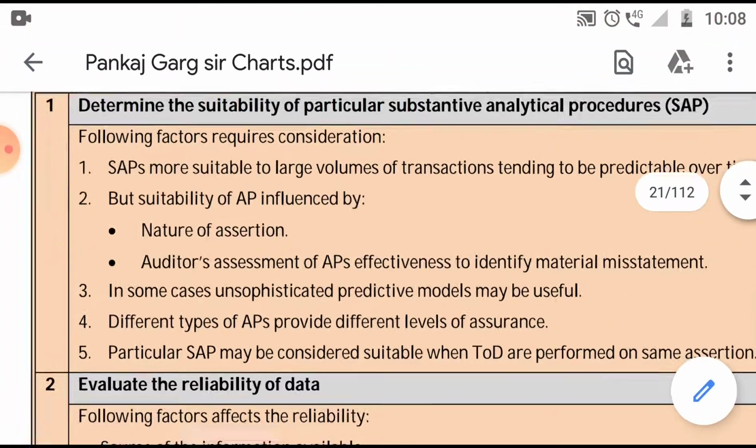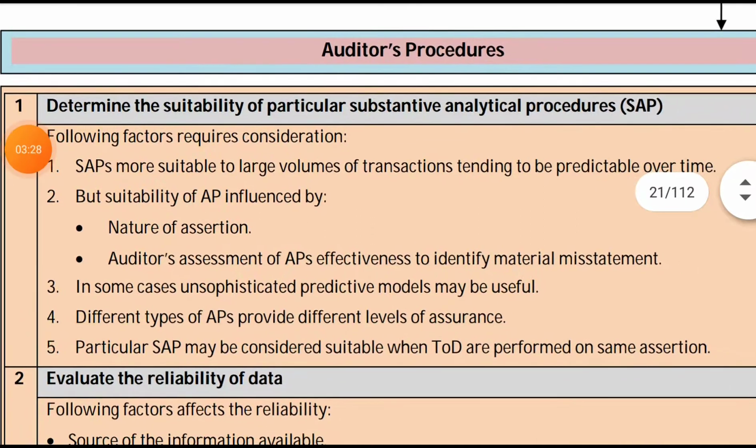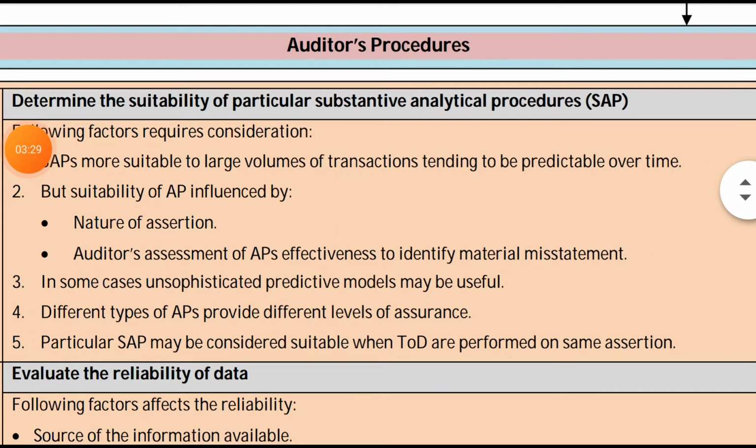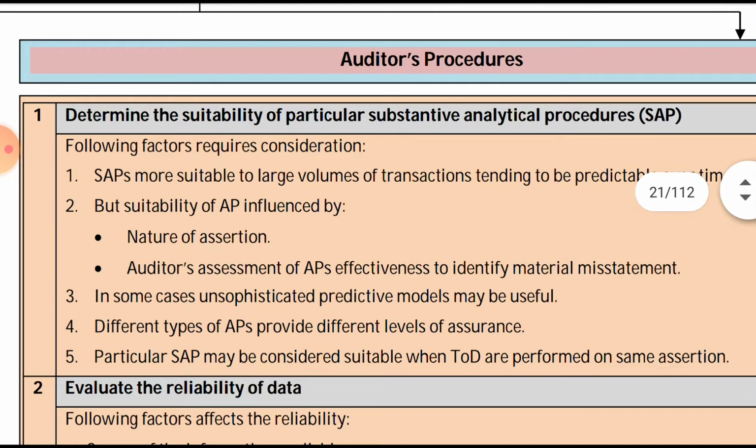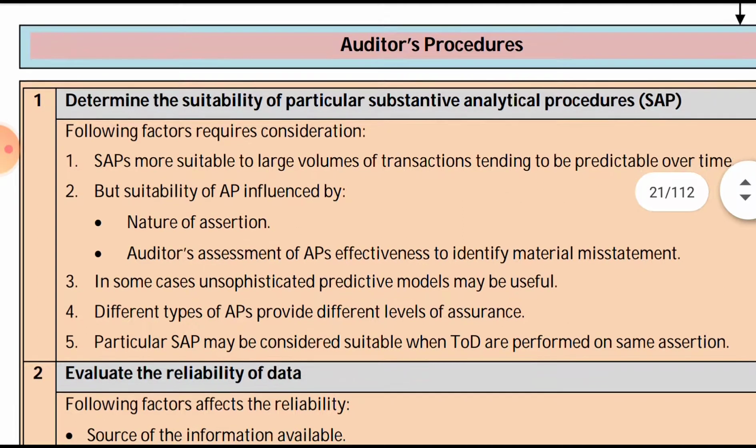Okay, we'll move on now. Auditor's procedure. This is also an important answer, and this also we basically need to mug up only. The wordings are a little tricky. So first, the auditor's procedure: determine the suitability of the particular substantive analytical procedure.